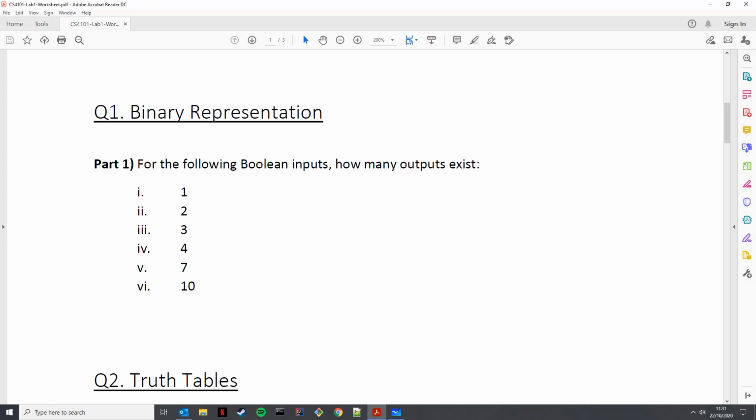Okay, so for question 1, binary representation. For the following Boolean inputs, how many outputs exist? And we have a number of questions, 1, 2, 3, 4, 5, and 6. So how will we go about this? The first thing to note is we are dealing with Booleans.